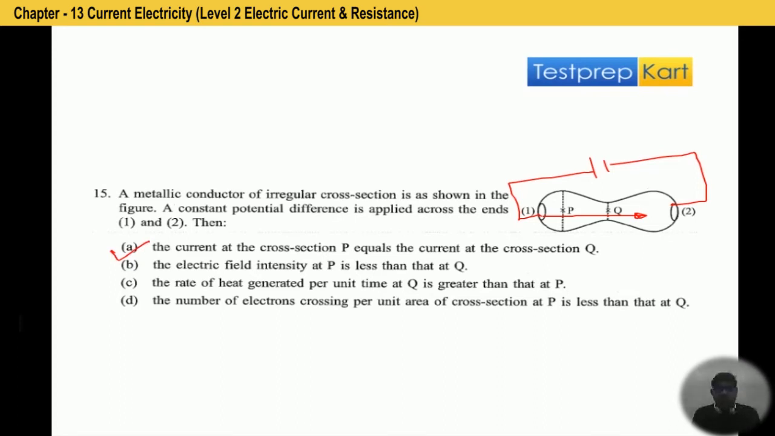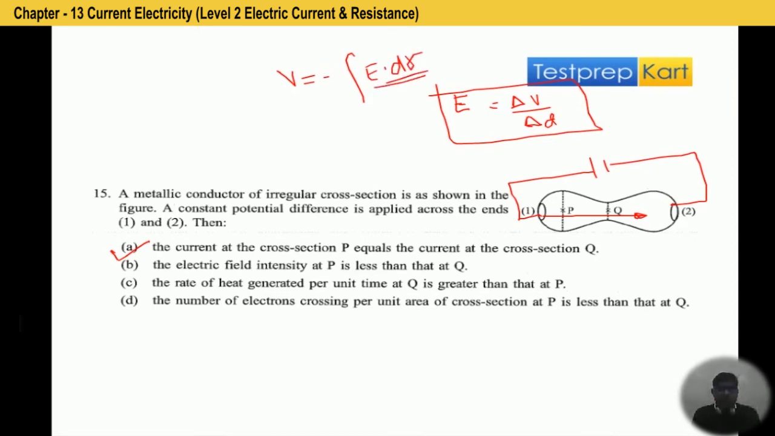Next, the electric field intensity at P is less than the electric field intensity at Q. So definitely the electric field intensity depends on the potential difference and the distance from the higher potential point. E equals delta V over delta x, or we can say E equals minus dV over dr. So it depends on the distance from the point of higher potential. So this option is also right.